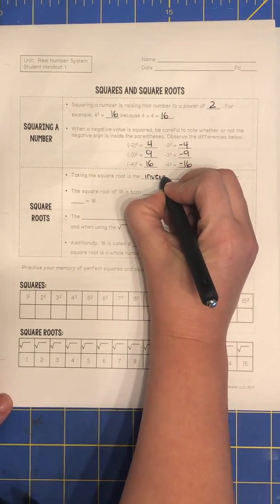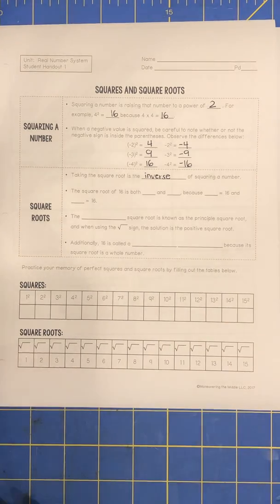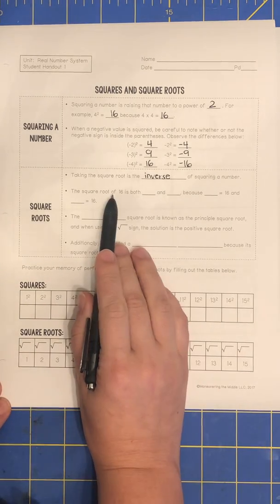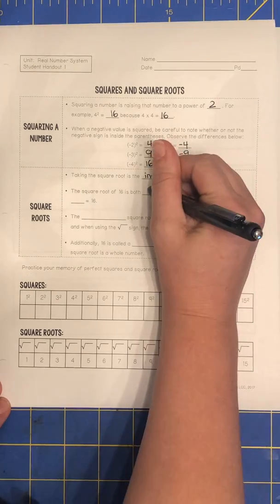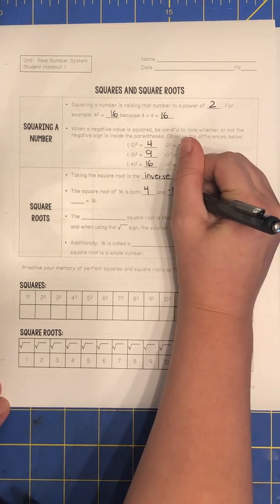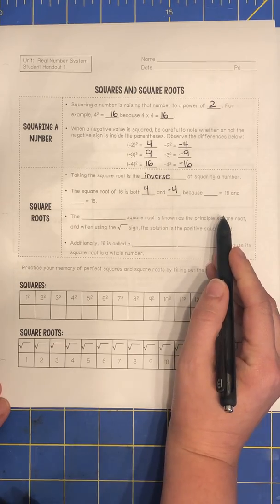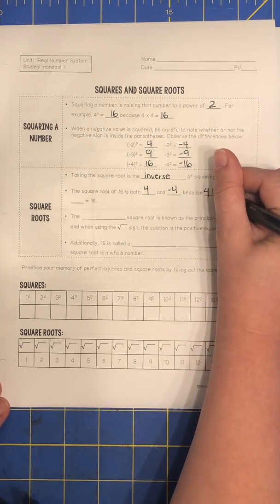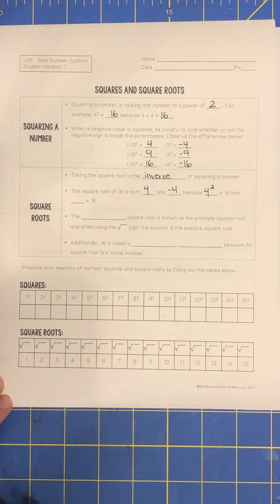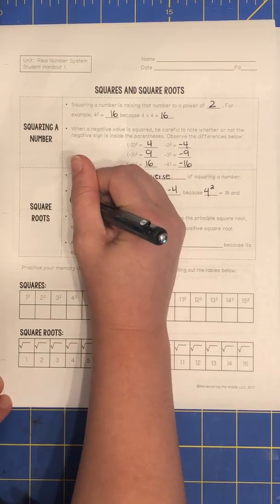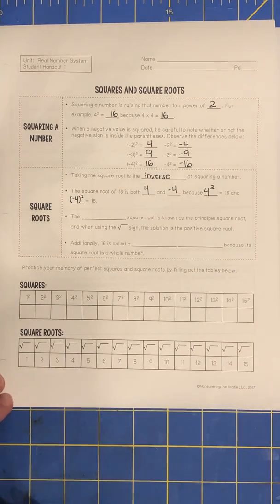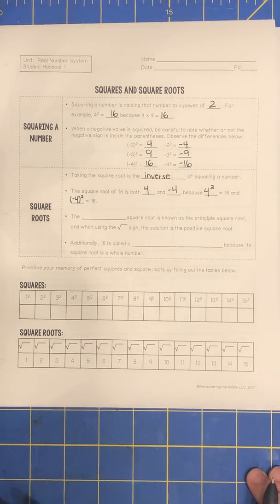In this case, what they're going to do is basically give us the product. They're going to give us the answer of the multiplication problem, and they're going to say if you found two numbers that you multiplied together that are the same, which would equal this number. So the square root of 16 is both 4 and negative 4, because 4 to the second power is 16, and if we put negative 4 in parentheses to the second power, that is 16 as well.